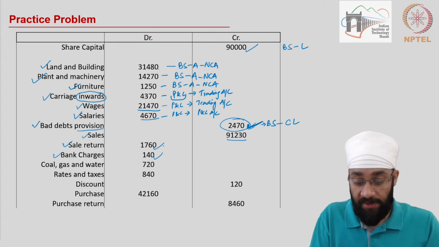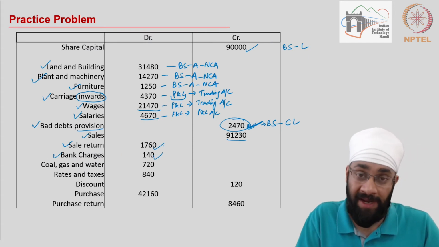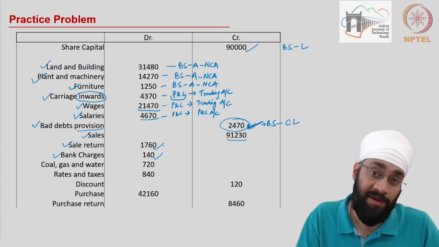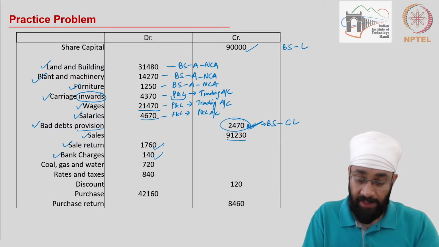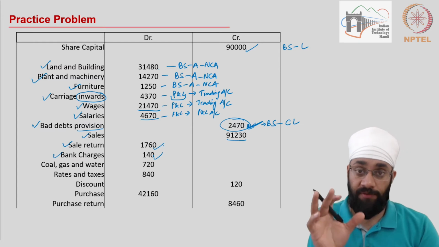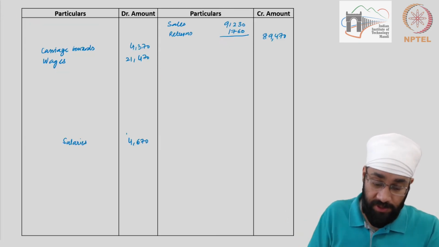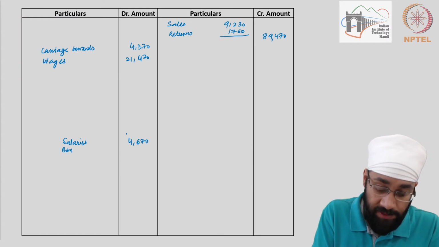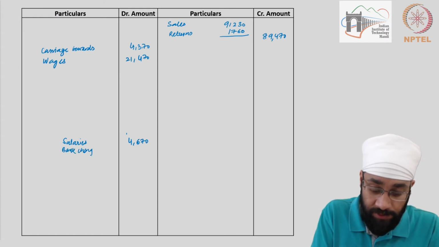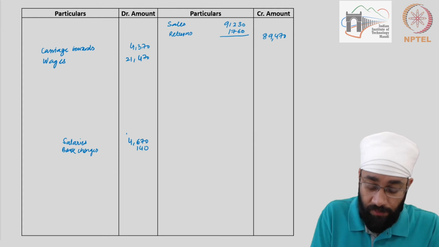Bank charges are the money paid for an annual maintenance charge or debit card fee or something like that. So your bank auto deducts it from your bank account. Bank charges 140. We are going to consider this as an indirect expense.